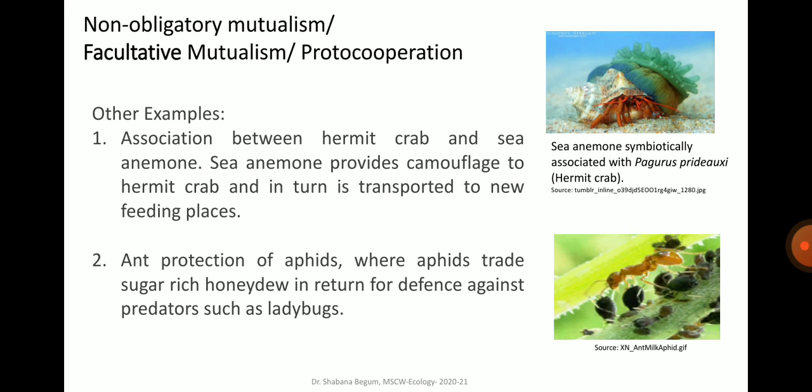Anytime you see a large number of ants on a tree or plant, it is likely you have a large infestation of aphids. Not all species of ant find this arrangement beneficial, but many of the more common species do indeed farm aphids in this way. So, in the slide, the information is provided on the protection of aphids, where aphids trade sugar-rich honeydew in return for defense against predators such as ladybugs.